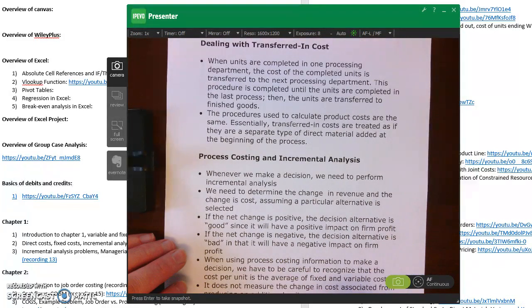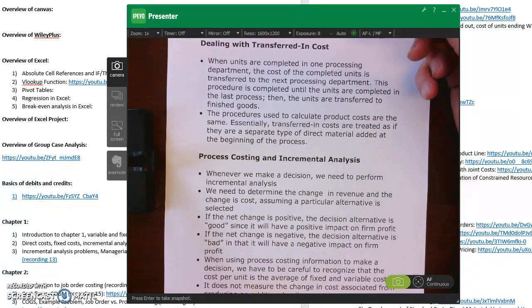So in terms of dealing with transferred in cost, when the units are completed in one processing department, they're going to be transferred to the next processing department. Okay? This procedure is going to continue until they hit the last work in process, and at that point, they'll be transferred to finished goods.